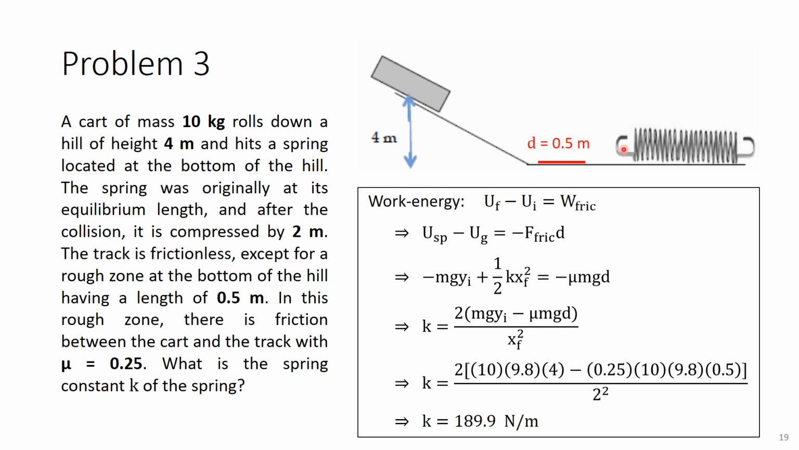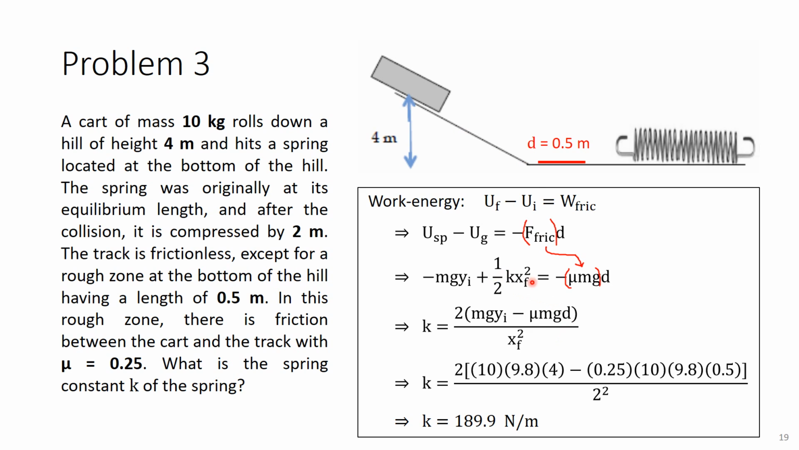Okay, so there is no energy of the spring initially. Work done by friction is negative friction times d. For friction, we know that friction can be written as mu times mg, the coefficient multiplied by the weight. And d is the distance of only the part of the track where there is friction. That's the red part, not the rest of it.